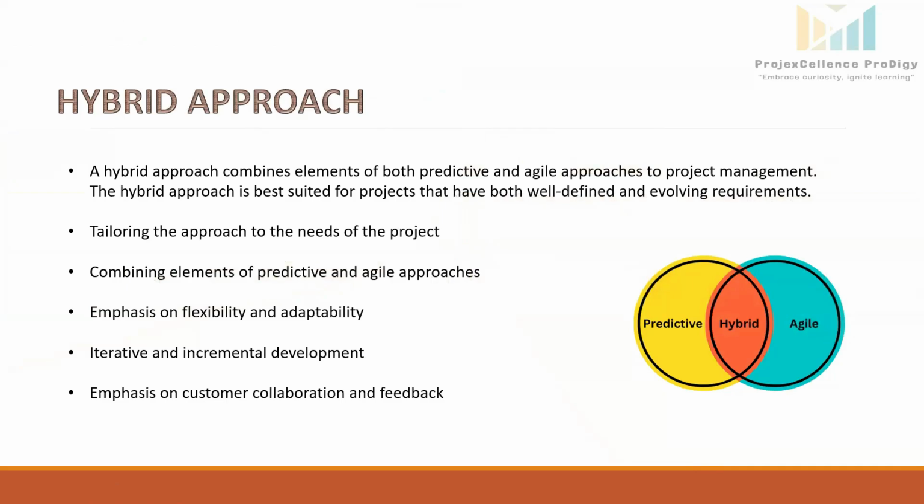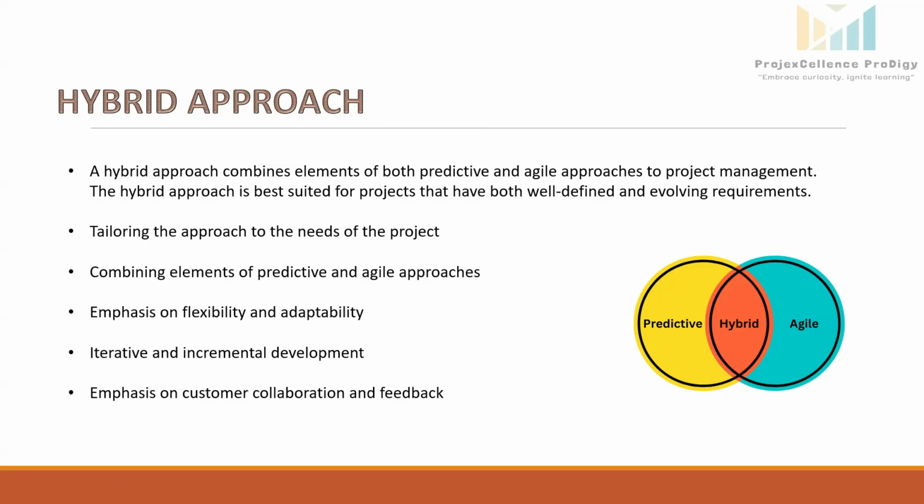Next is the hybrid approach. This is the last topic in this episode. As we spoke earlier, if we draw all three approaches on a straight line, hybrid will be sitting exactly in the center. Let's read its definition. A hybrid approach combines elements of both predictive and agile approaches to project management. The hybrid approach is best suited for projects that have both well-defined and evolving requirements.